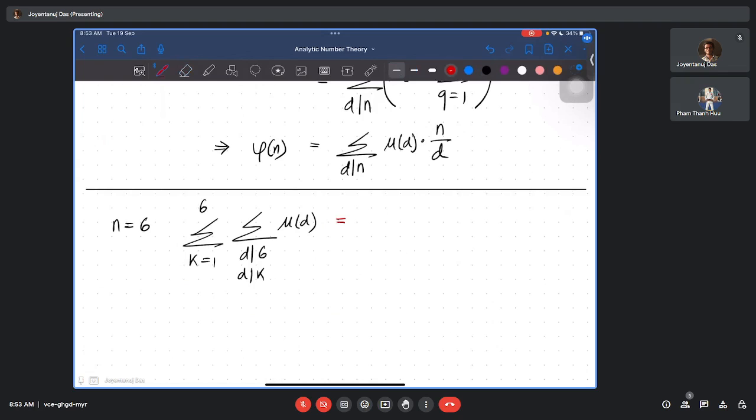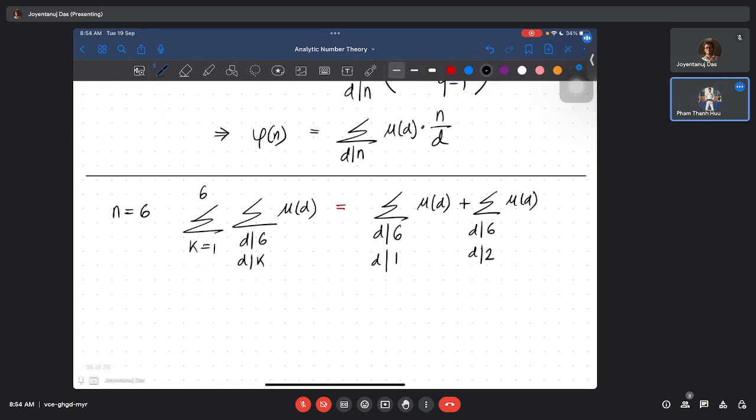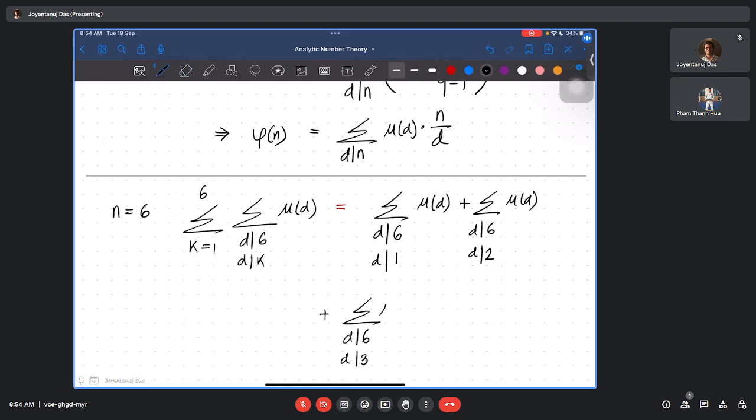So from here, k equals 1 to n. Suppose k equals 1, then what will happen? The first term is, for k equals 1, d divides 6, d divides 1, and mu of d. And then d divides 6, d divides 2, mu of d. So this is k equals 1, then k equals 2. Similarly, I will have to go up to 6. The next term will be d divides 6, d divides 3, mu of d, and so on, up to the last term, d divides 6 and d divides 6 because k is 6 here, mu of d.